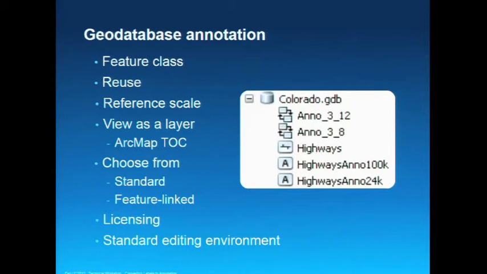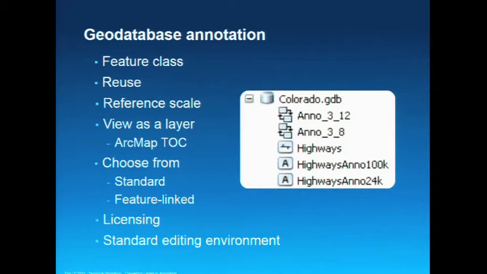Again, it has a reference scale. All annotation has a reference scale regardless of where it's stored. And geodatabase annotation, you can just pull it into the map, just like a layer. You drag and drop it over from your catalog window. And like a layer, that they're ordered in their draw order in the table of contents, annotation works the same way. So I have some annotation that I want drawn always on top. I put it at the top of my table of contents. If I want it kind of hidden behind other features, I can layer it that way just by reordering in the table of contents. You have your choice, standard or feature linked.